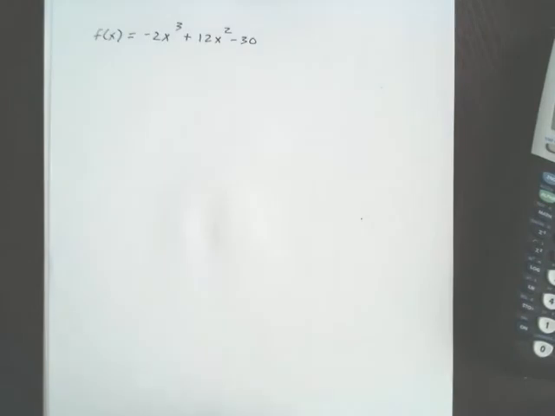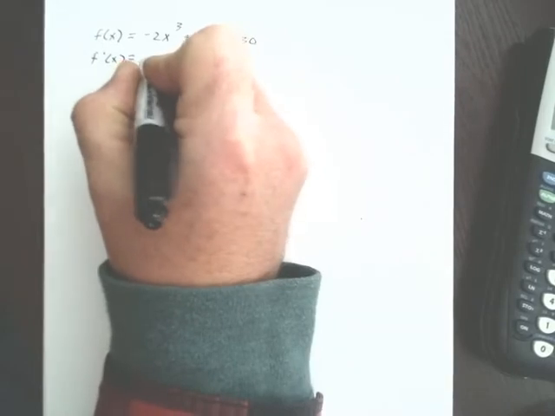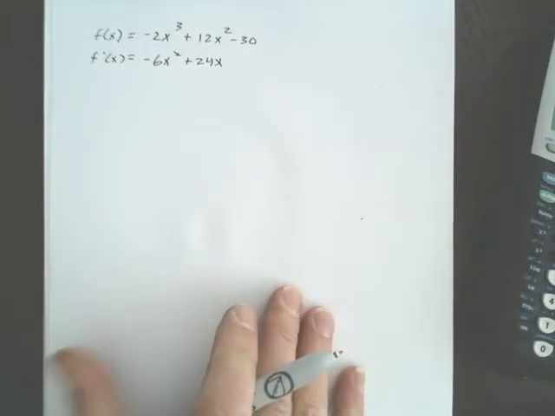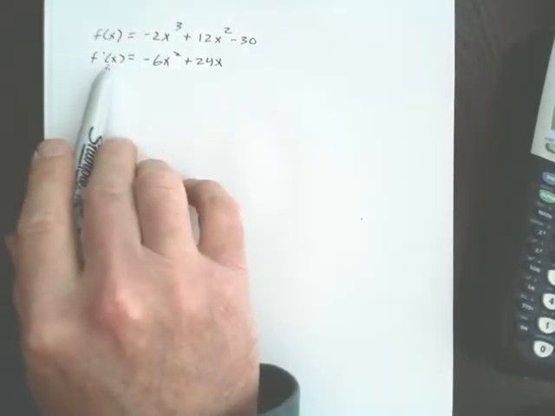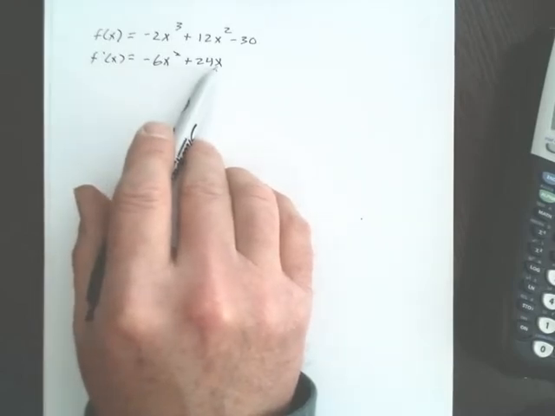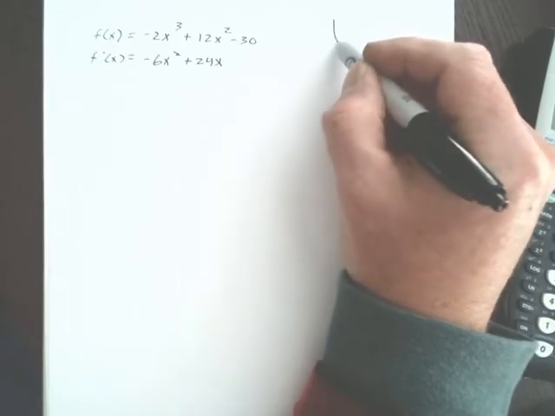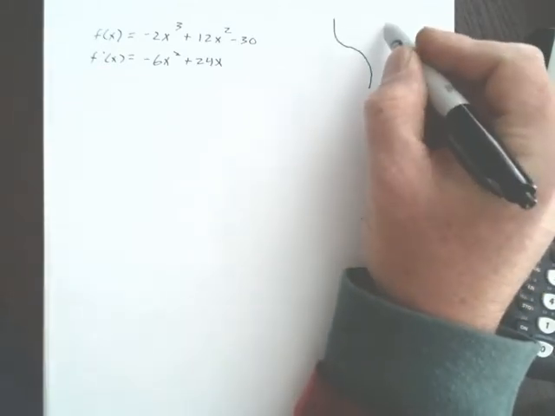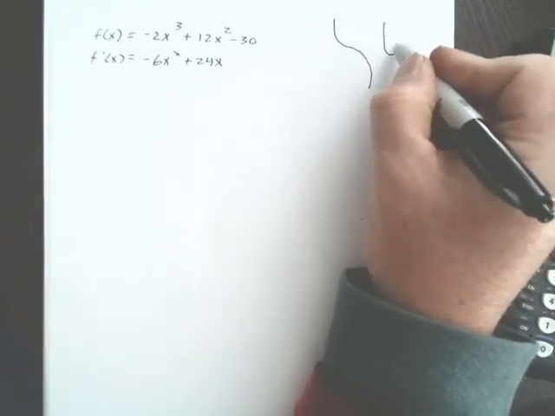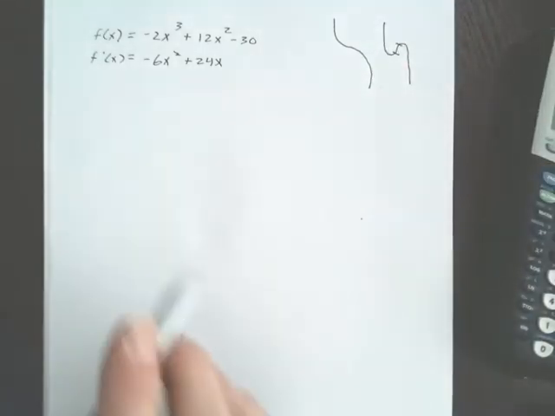The first thing we're going to do is find the first derivative, which is negative 6x squared plus 24x. Again, notice that this slope changes as a function of x. It can be positive or negative. That tells us a lot, because we're not dealing with a smooth function like this. We're dealing with a function that probably looks something like this, where the slope can change depending on the value of x.